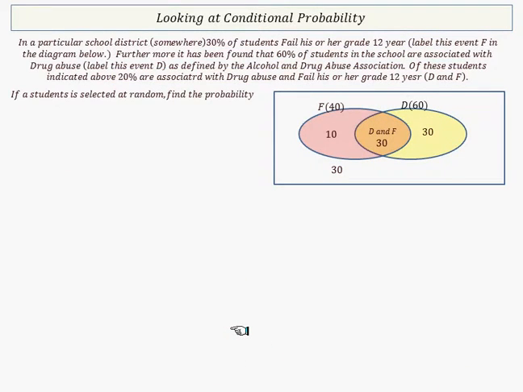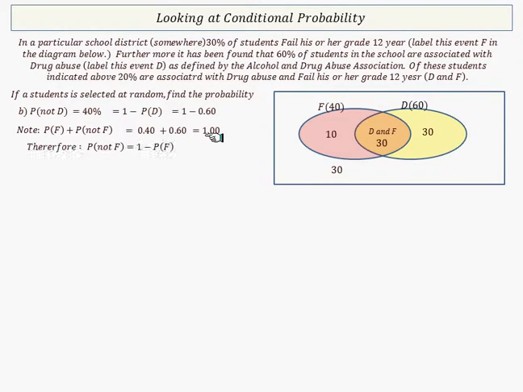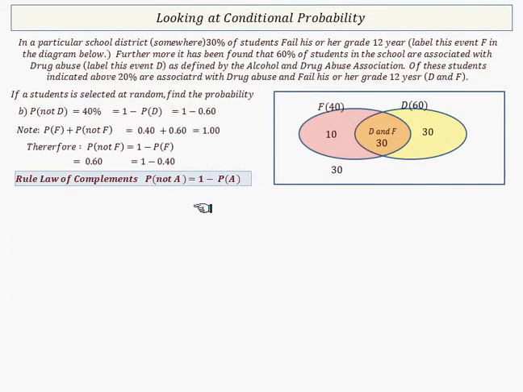Now we're going to look at the law of complements. The probability of not D is 40%, and we're saying that's 1 minus the probability of D. So over here, 60% are involved with drug abuse, 40% are not, and the sum of those is 100%. In this case, probability of failure plus probability of not failure, 40 plus 60, is 100%. Therefore, probability of not F is 1 minus the probability of F. In other words, our law of complements says the probability of not A is 1 minus the probability of A. And take notes here as necessary.